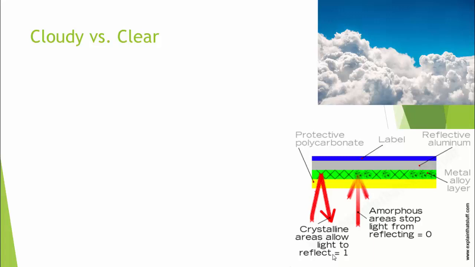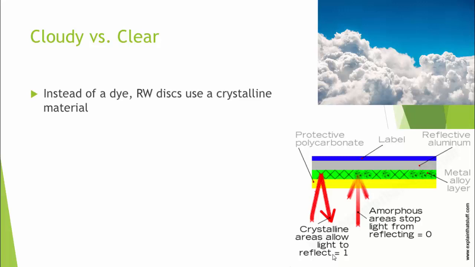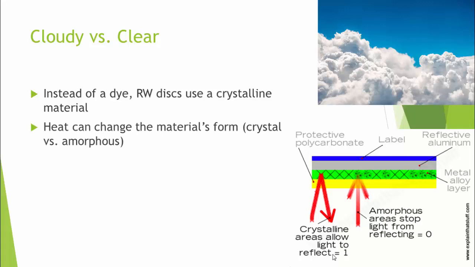And so that pressed material between the waterproof plastic layers and the aluminum, when it's crystalline, allows the light through, but when it's amorphous, like a gel, it stops the light from reflecting, and that represents a zero. So those read-write disks don't use a dye at all, and instead translate between crystal and amorphous.